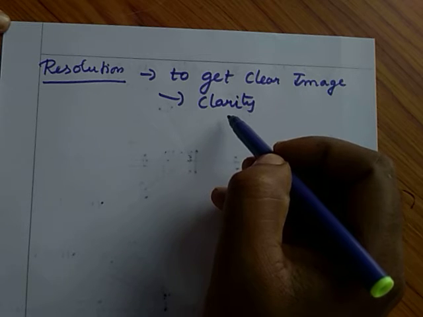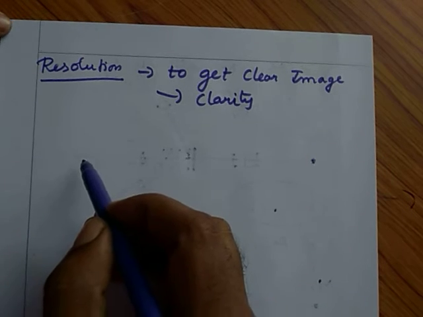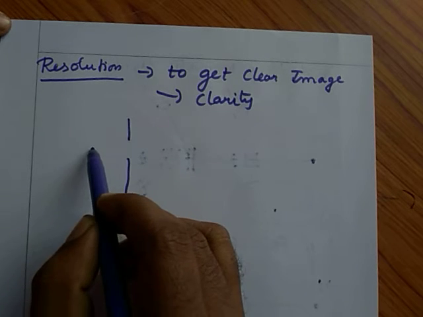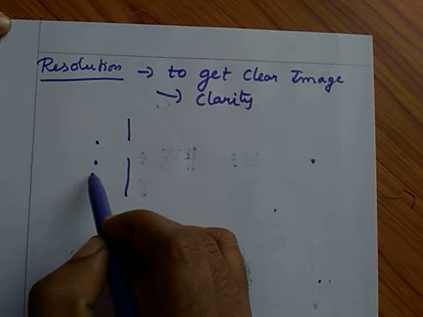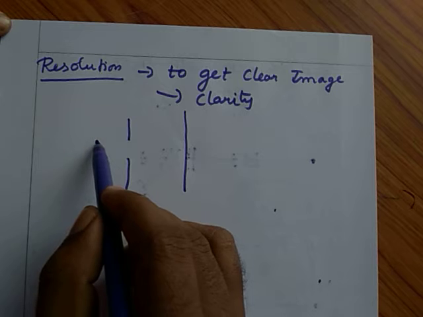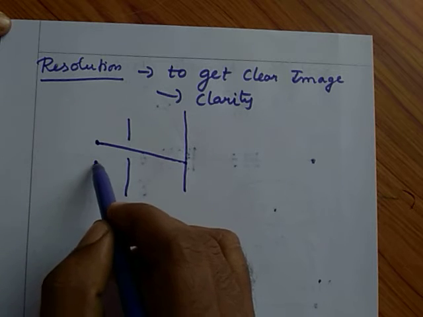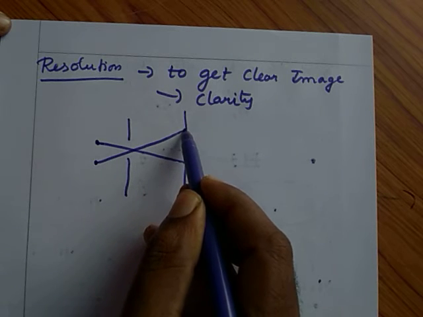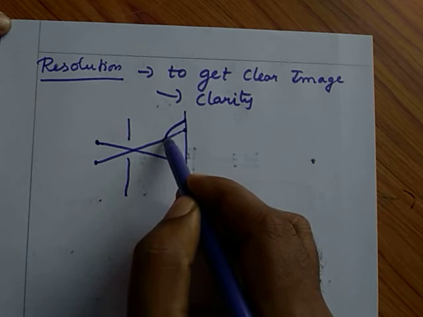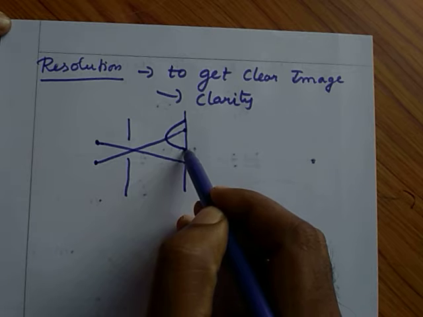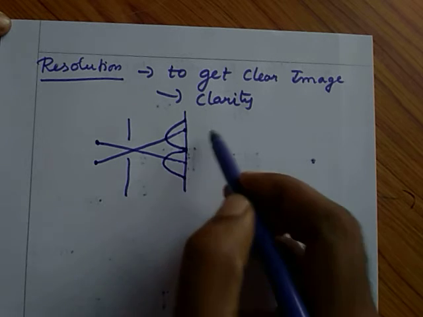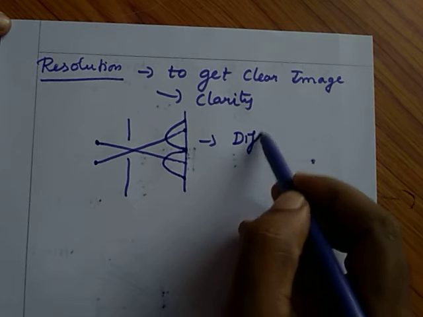We know the image formation is only due to diffraction. With a single slit, suppose there are two point sources. Here there will be a screen. This is the object, and this object image will appear here. Here there is no path difference, so there will be maxima. Here also there is no path difference, so it will be maxima. This is a diffraction pattern.